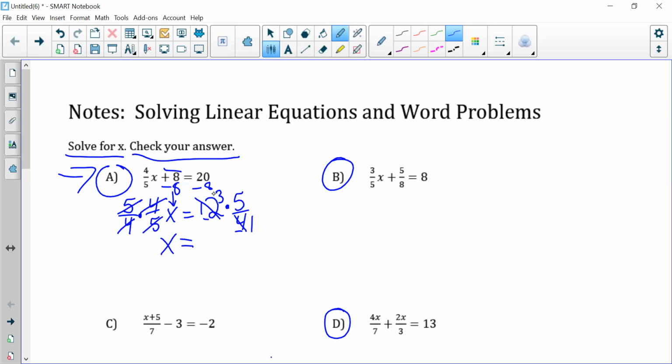Yeah, so 3 times 5 is 15. We still have to account for this 1 underneath here. Don't forget that. But 15 over 1 is just 15. So my answer here is x equals 15.